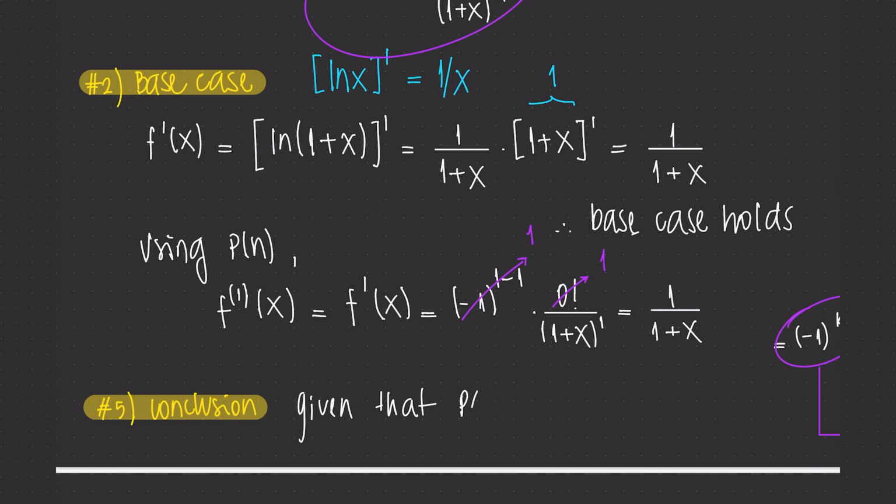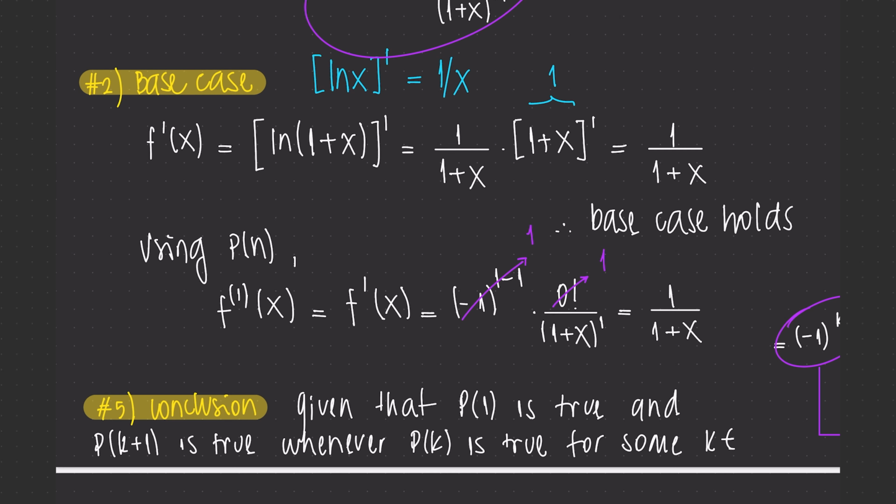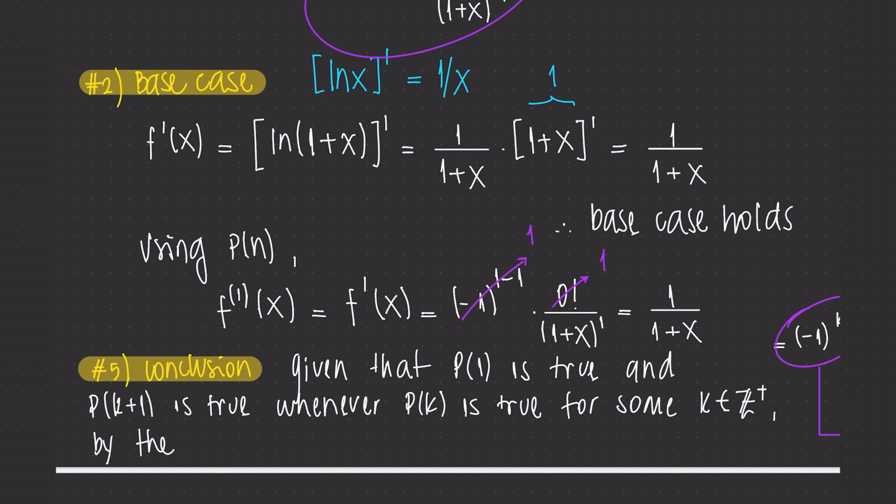The only thing that we have left is to state the conclusion, which is that sentence that you always use. So given that P(1) is true, and P(k+1) is true whenever P(k) is true for some positive integer k, by the principle of mathematical induction, P(n) is true for all positive integers. And there you have it. This is the first example. We're going to move to the second one now.